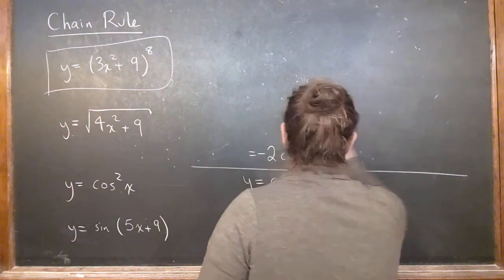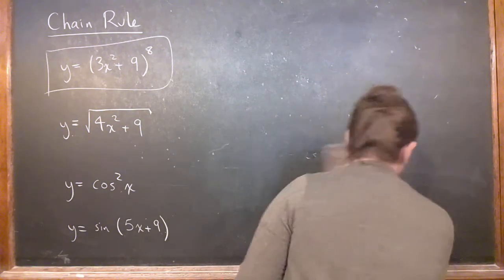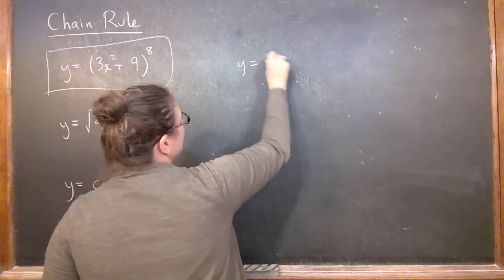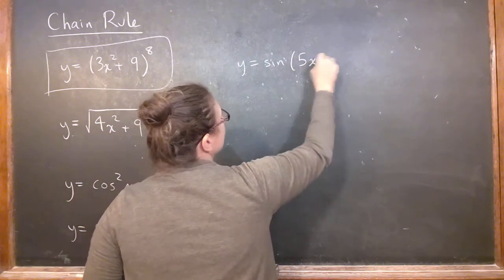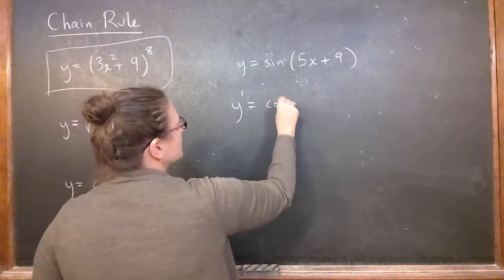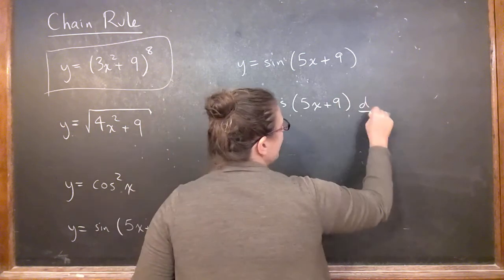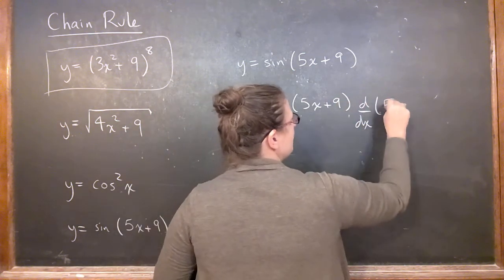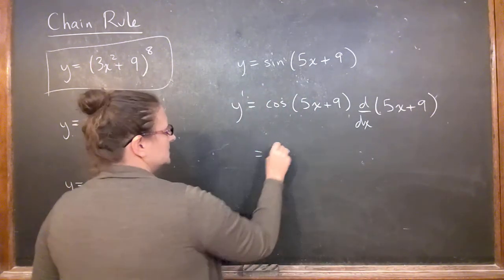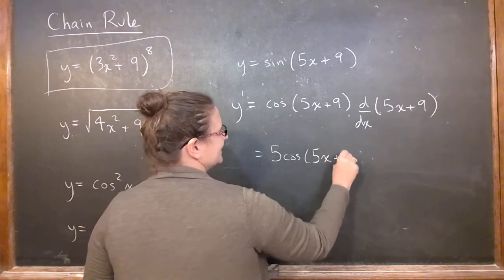Let me do this last one. I didn't realize there's another one there. This is a quick one, though, right? Sine of something. Since we did the x squared, this one is very similar. The derivative of sine is cosine. What's in the parentheses stays the same. I take the derivative of what's inside the parentheses. It's just going to be 5. So I have 5 cosine of (5x plus 9).